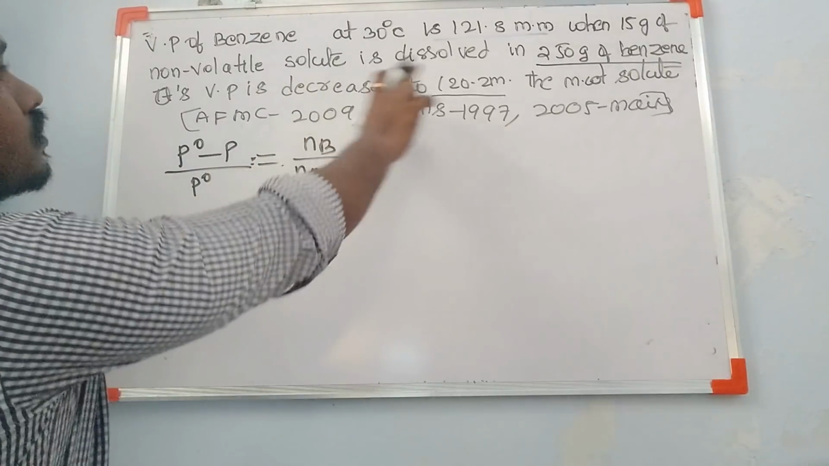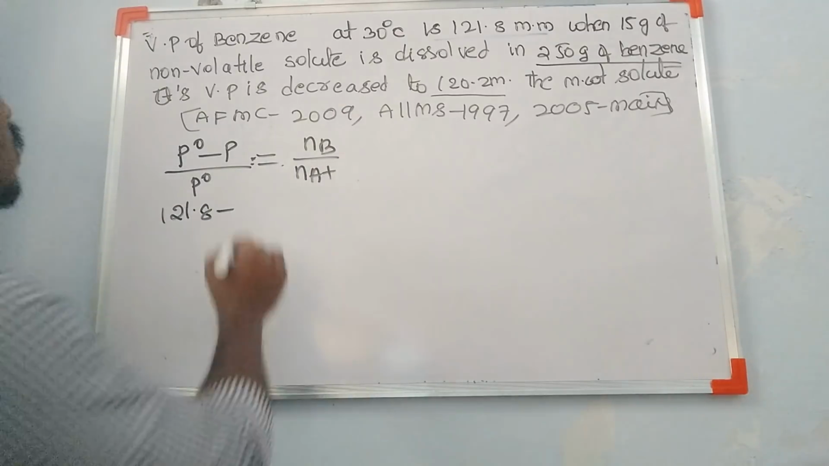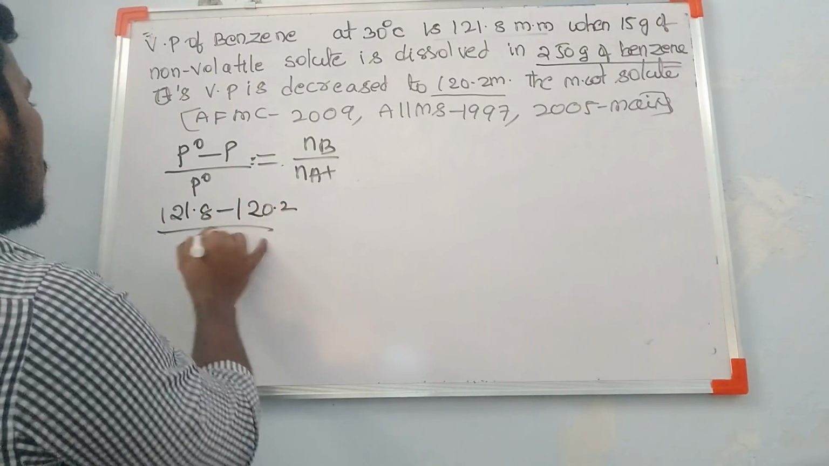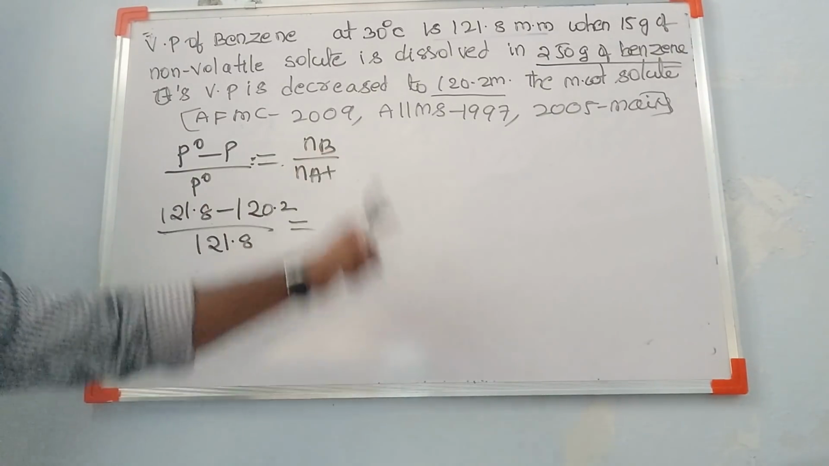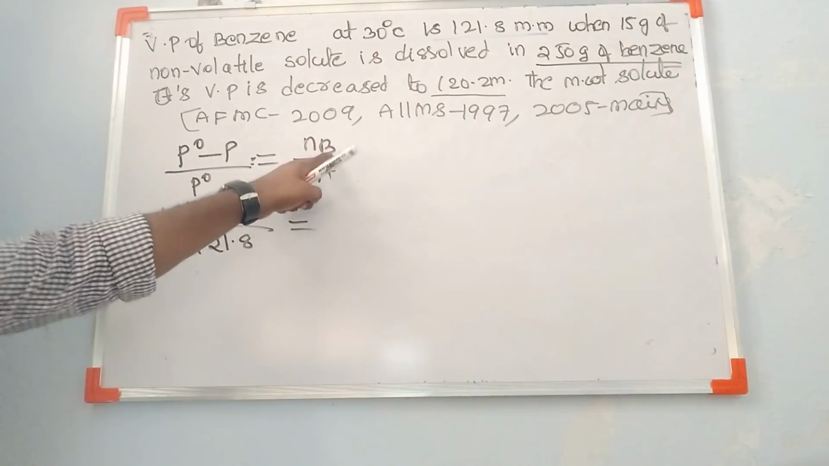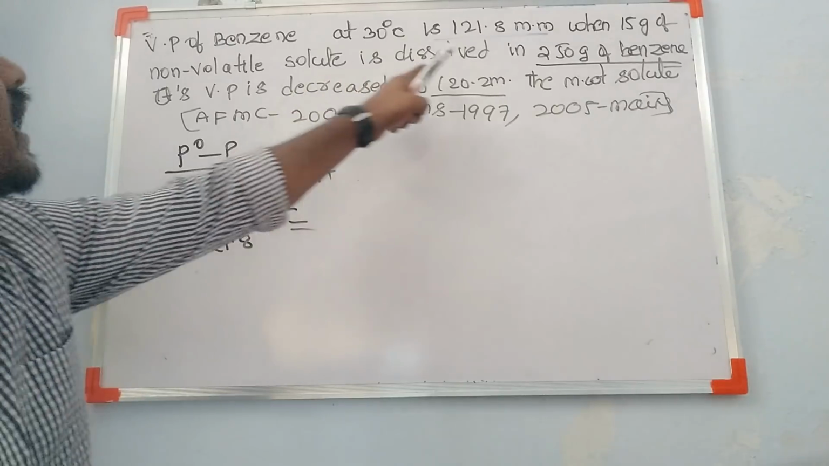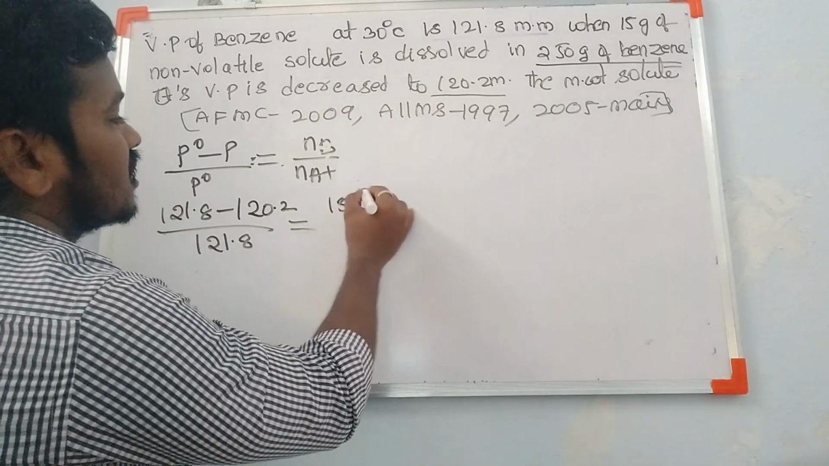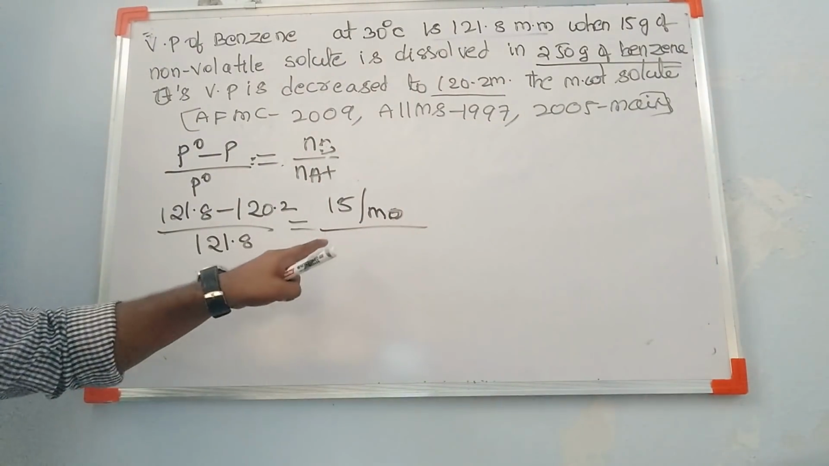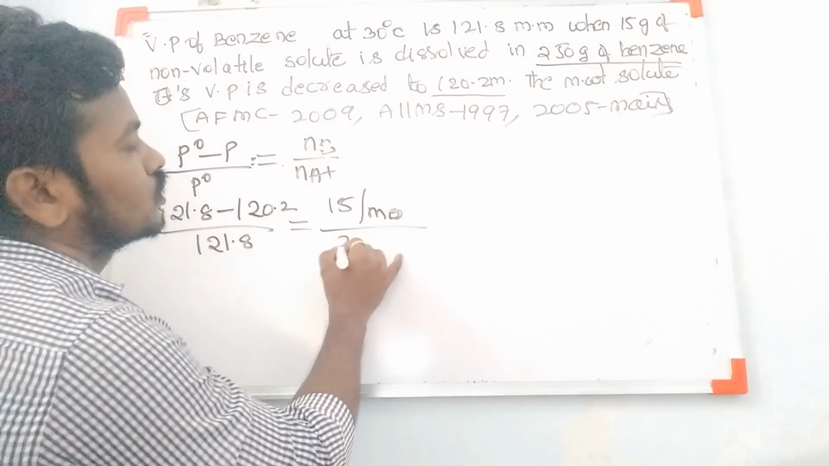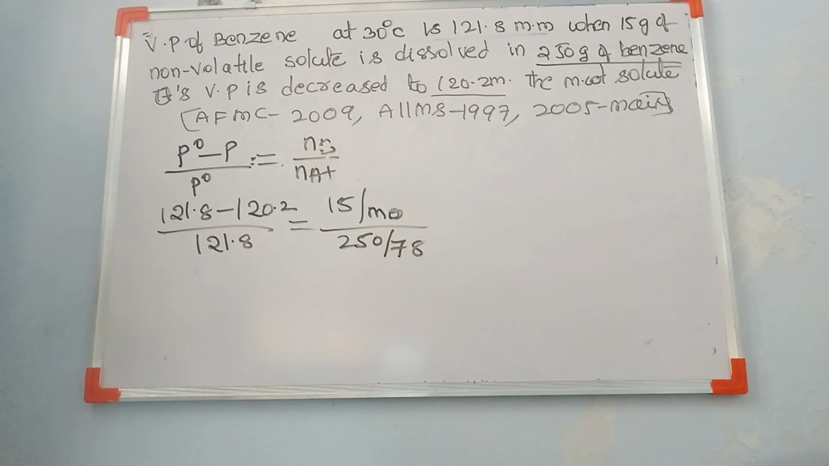So P naught, how much is it? Initially 121.8, later decreased to 120.2. The difference over 121.8 is equal to NB. NB is the moles, and we can calculate it as weight by molecular weight. The weight is 15 grams. The weight of the benzene is 250 grams, and we know the molecular weight of C6H6 is 78.